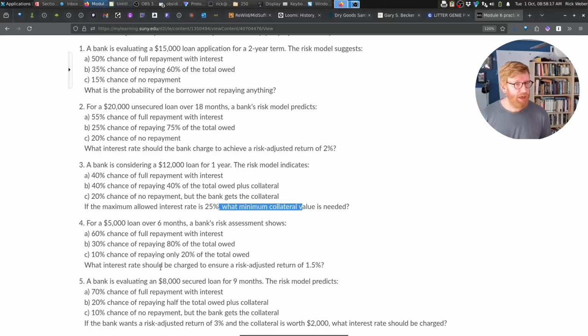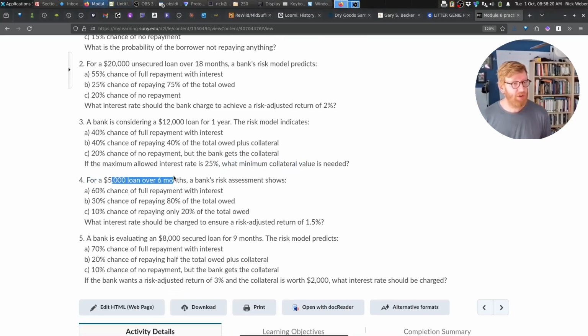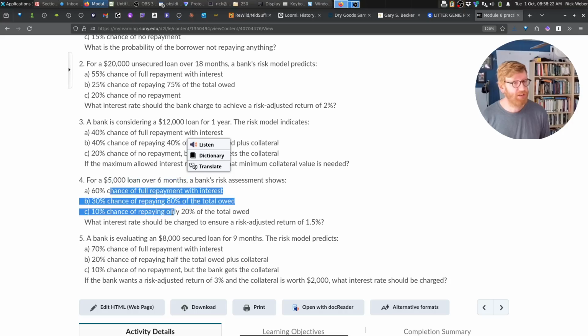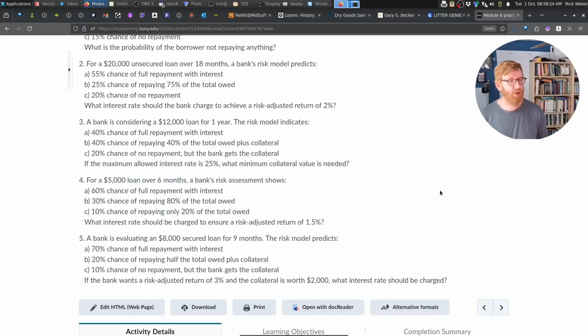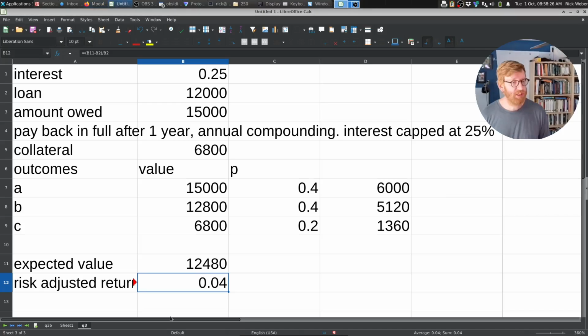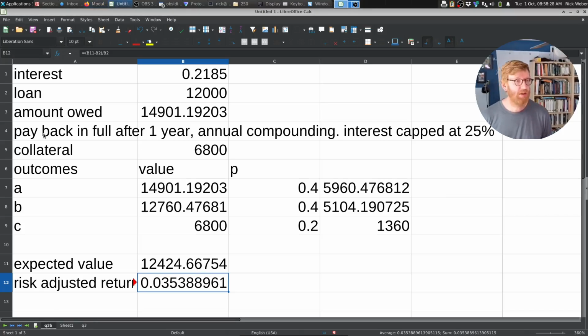So, our next one, $5,000 loan over 6 months. We've got this. I'm going to do this one relatively quick. So 6 months, I'm going to go over to here.